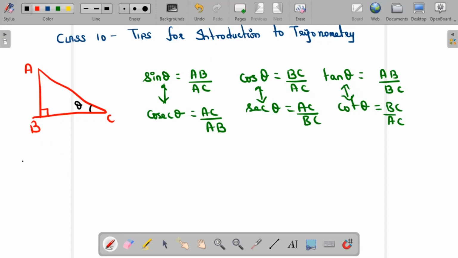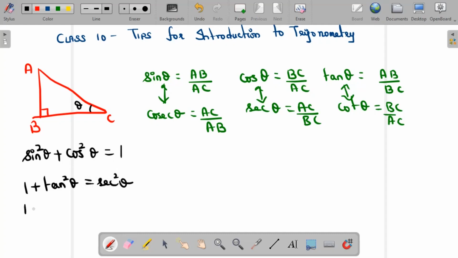Next, we will have some basic trigonometric identities. Let's list them. The first one is sin square theta plus cos square theta is equal to 1. The next one is 1 plus tan square theta is equal to secant square theta. And the last one, 1 plus cot square theta is equal to cosecant square theta.